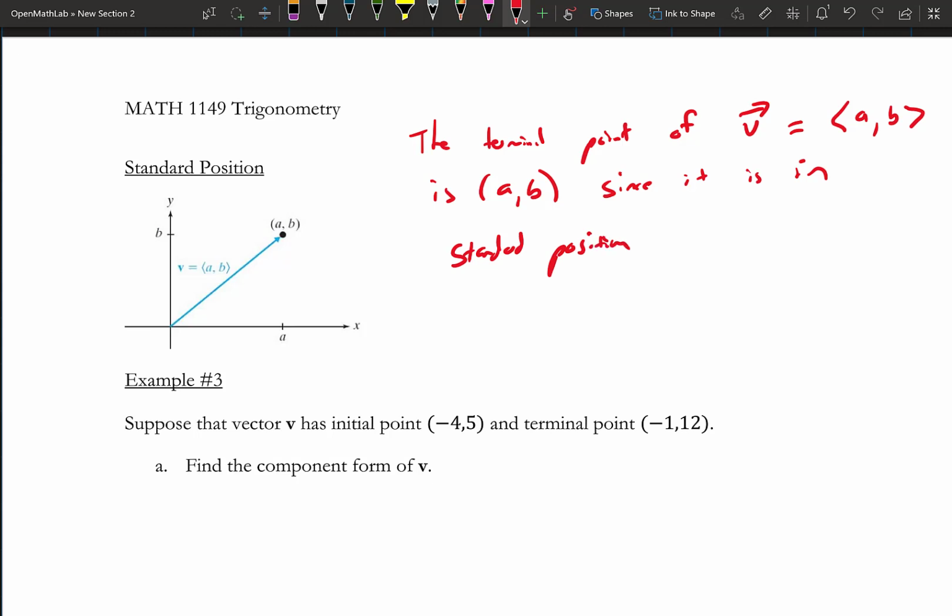Of course, if I draw the right triangle in, then the distance between 0 and a is going to be a units, and the distance between 0 and b is going to be b units. So that's why that's just the point a, b. That's a nice thing about having the vector in standard position.